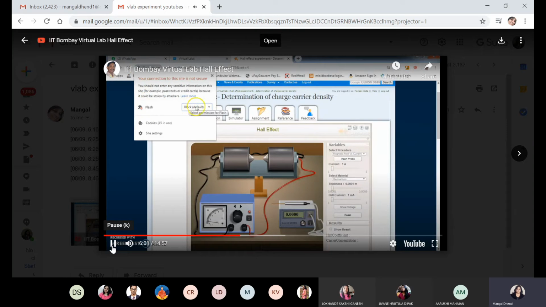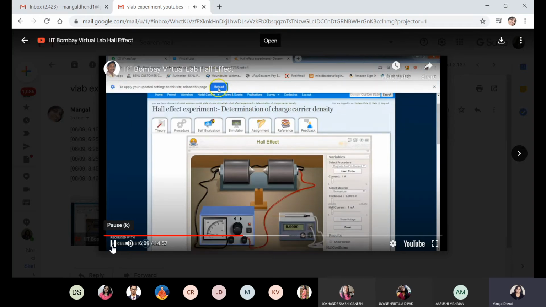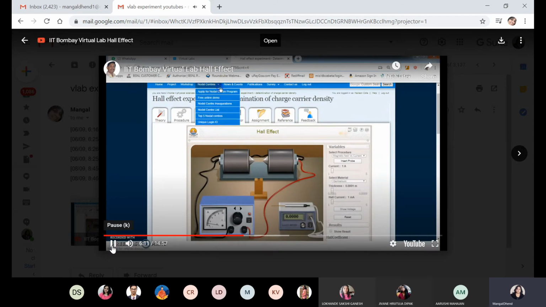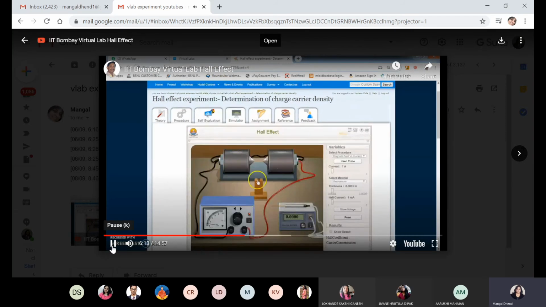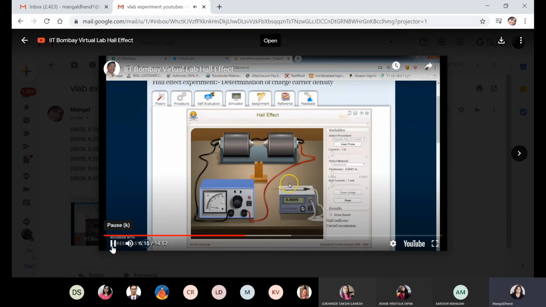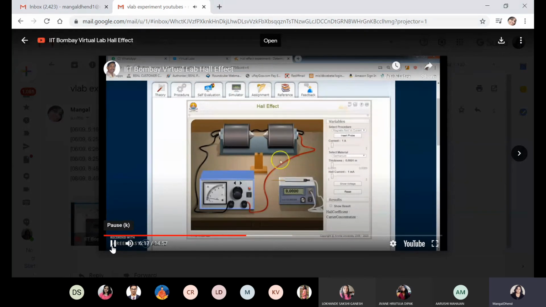Either it will be saying blocked by default. So you click on that and say allow. Okay, and once you say allow, you close this, and then there's a reload button which will come there. You click on reload, and then surely the simulator should come. Okay, now once you get the simulator, let's see how to perform the experiment.